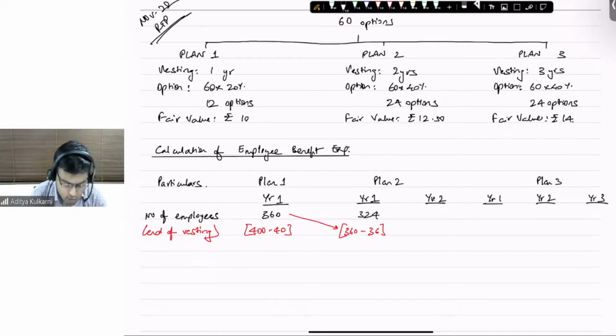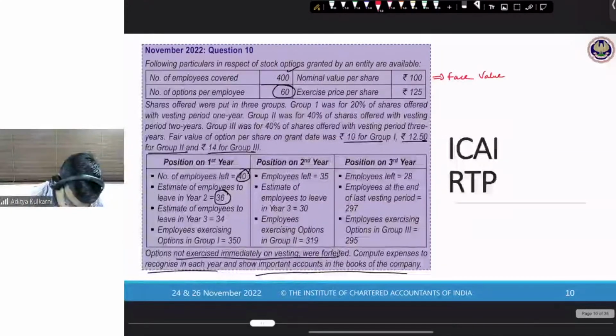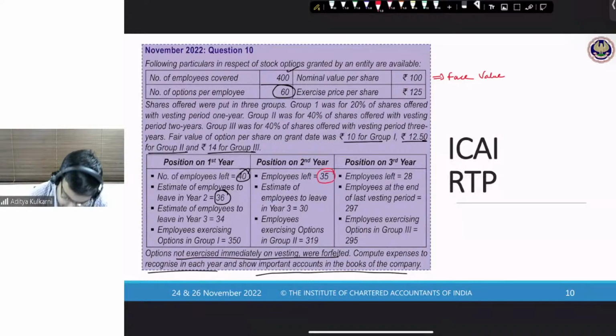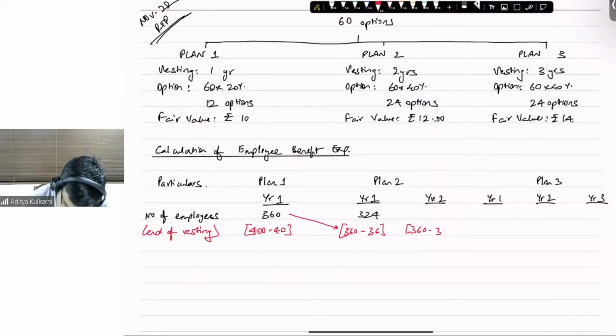All right. Now in year 2, you actually have the number of people who left. So this is going to be end of year 1, it was 360. And how many left? Well, actual number of employees left is 35. So 360 minus 35, this is going to be 325. The earlier figure is expected. This is actual.